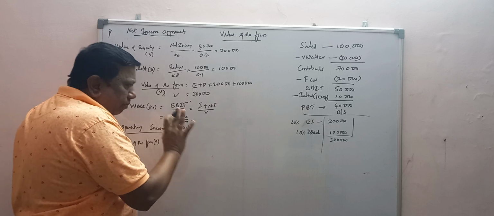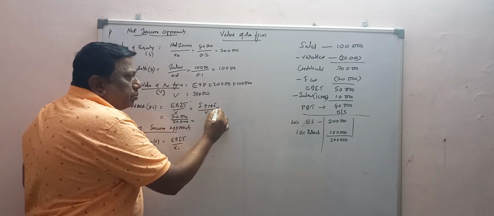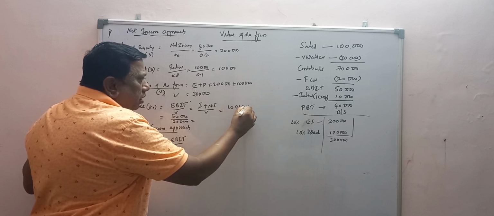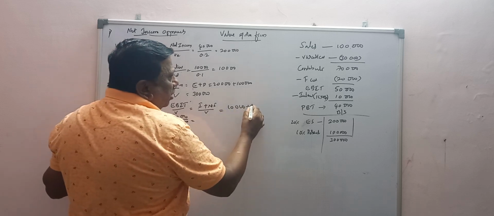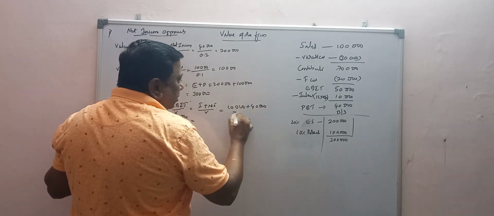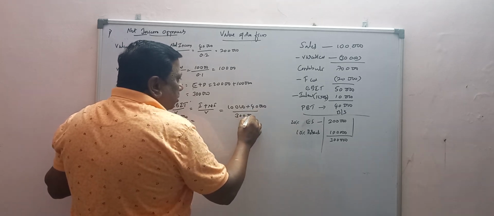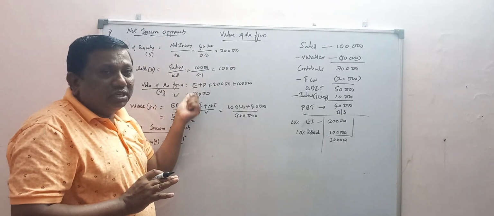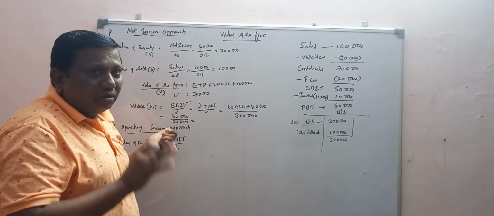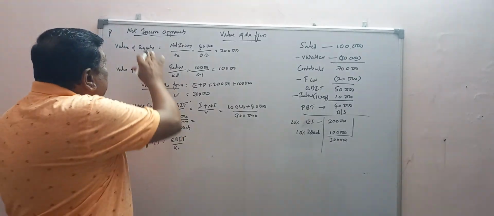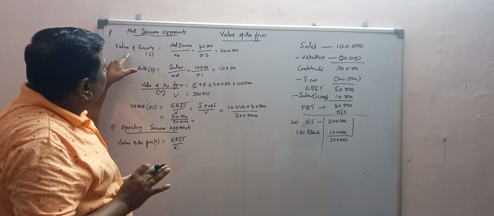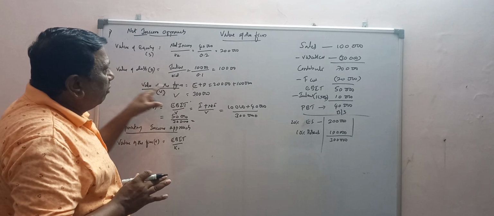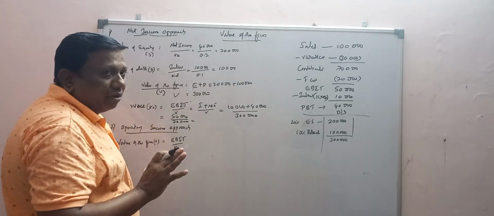So EBIT divided by V, or interest plus net income: interest is 10,000, net income is 40,000, that is profit before tax, divided by V, 3 lakh. So there are two methods to calculate the weighted, that is, combined average cost of these two sources, one equity and one debentures. This is the net income approach. To calculate it we need the value of equity and the value of debenture, the total amount of capital. If you add them together, we get the value of the firm.